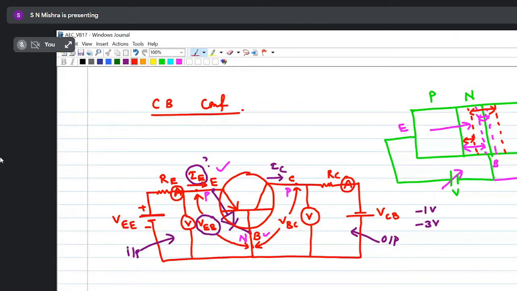If I take a forward biased junction, there is a narrow depletion region. Then also, what happened to the base width or effective base width? When I increase VCB, does the base width decrease or increase? Decreases.